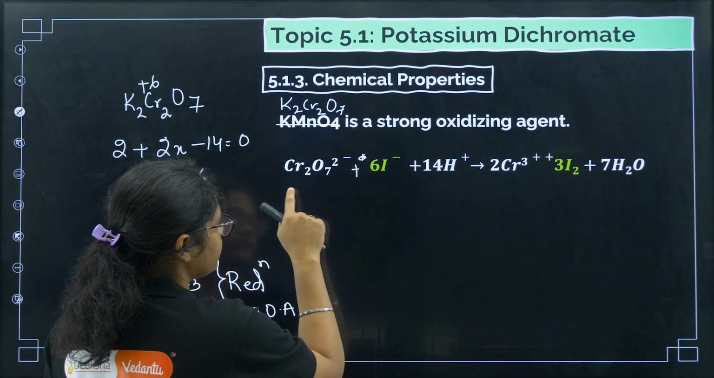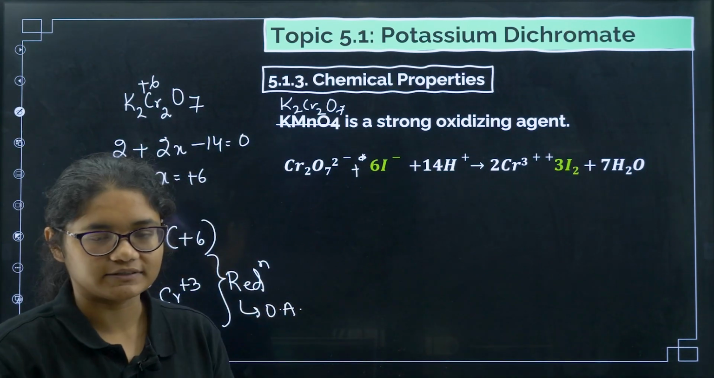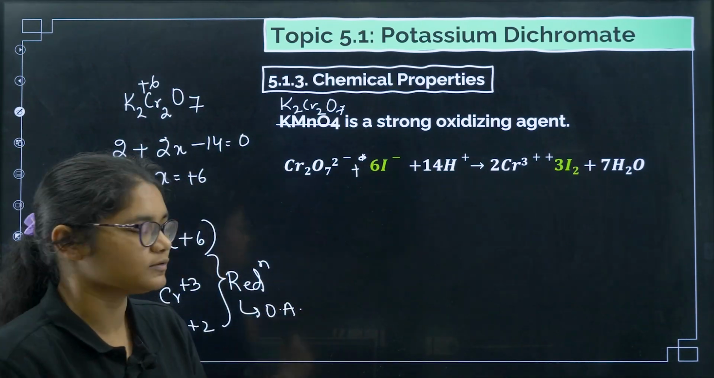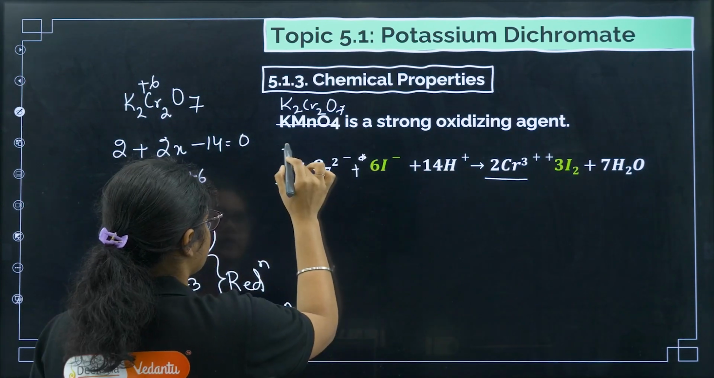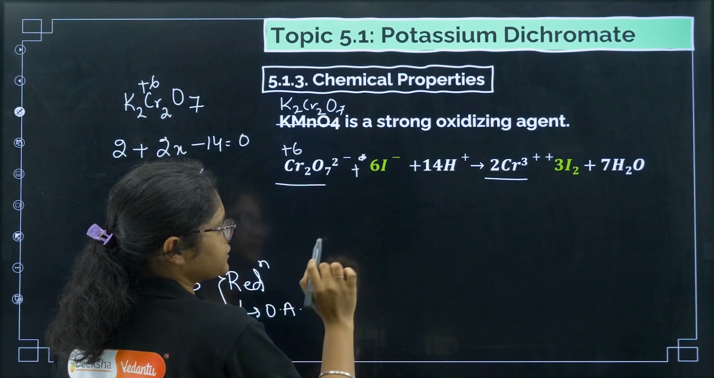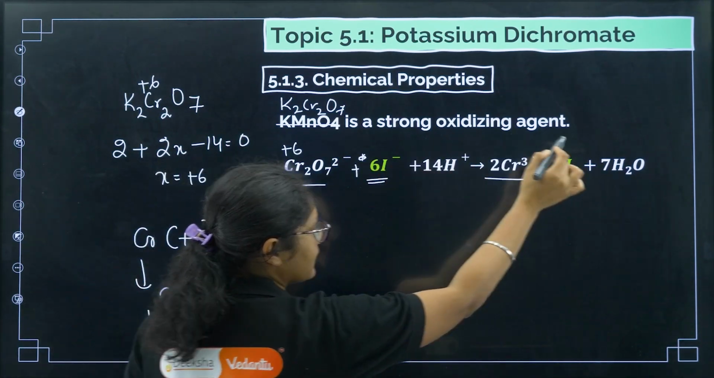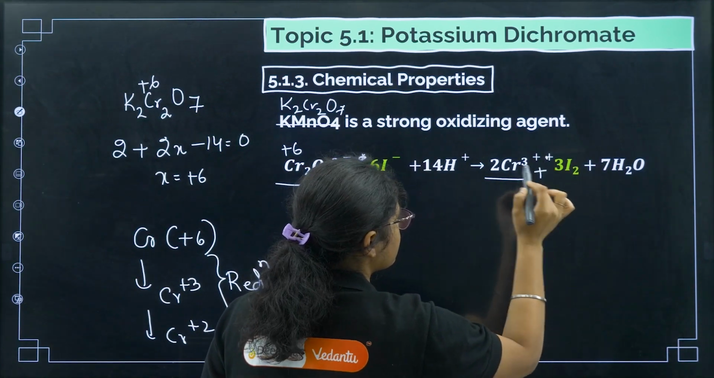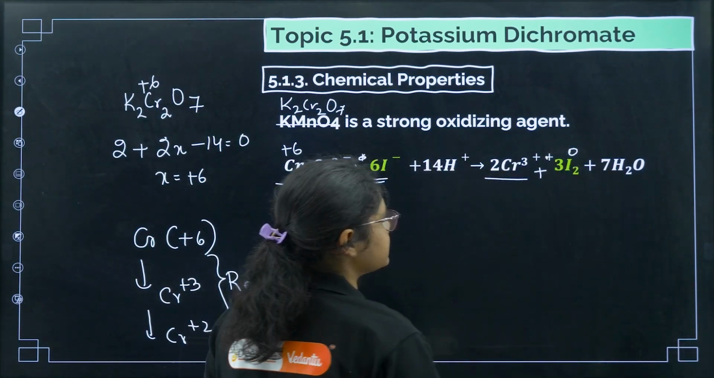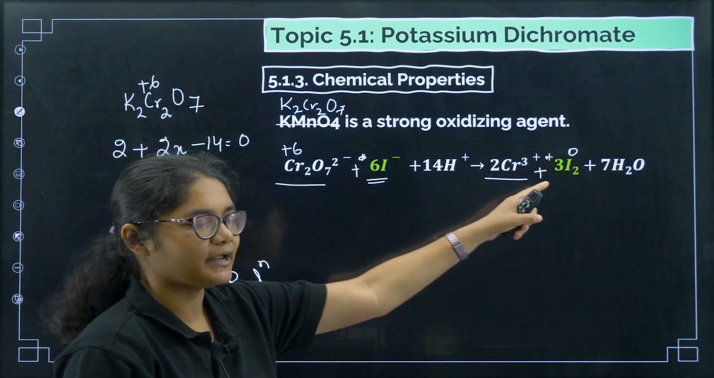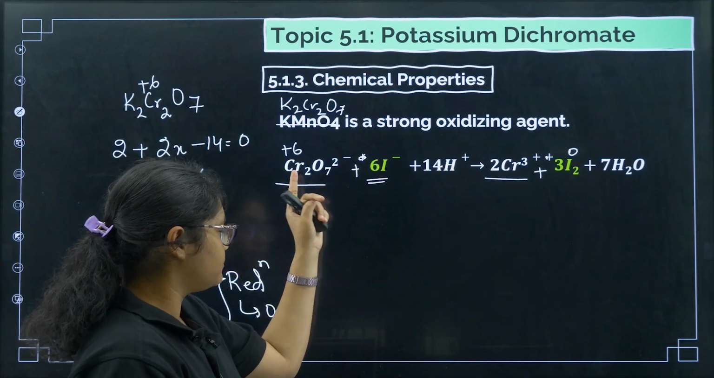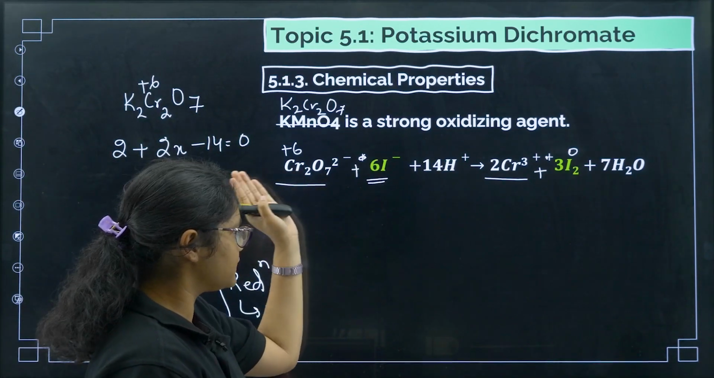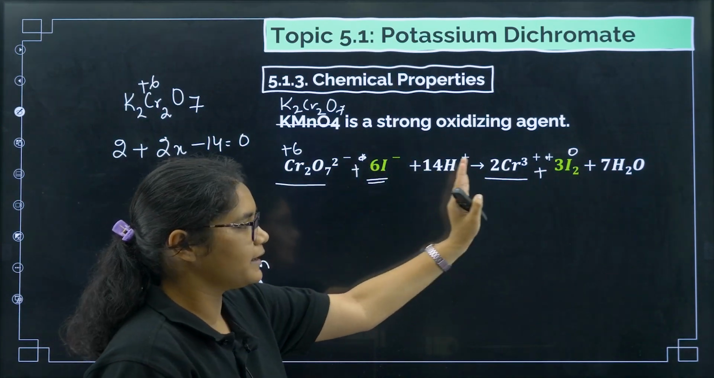I told you it will behave as an oxidizing agent, meaning other compounds will get oxidized. So chromium itself gets reduced to Cr plus 3. Plus 6 to plus 3 is reduction, but it oxidizes I minus to I2. I minus is minus 1 and here the oxidation state is 0. So I minus to I2 is oxidation. So potassium dichromate, or you can say dichromate, oxidizes I minus to I2.